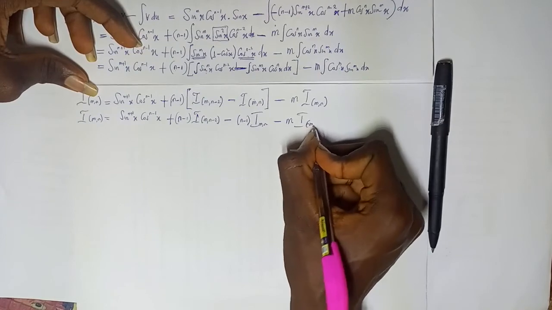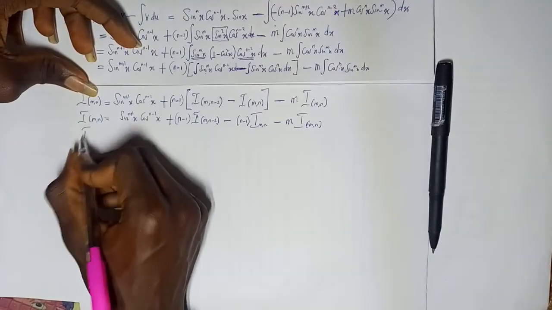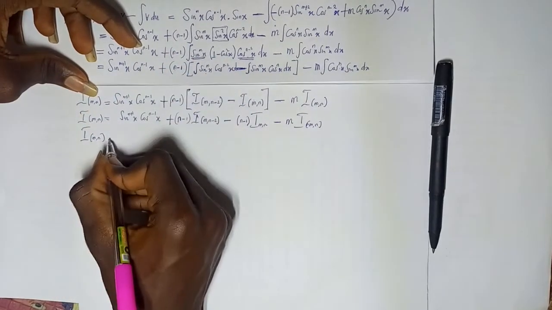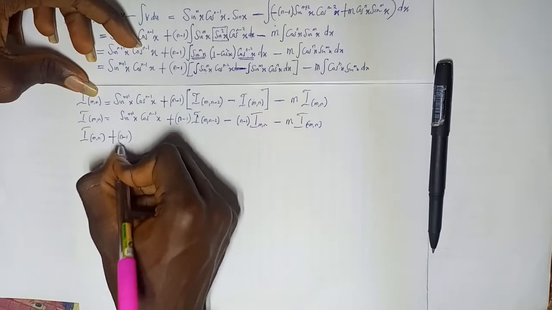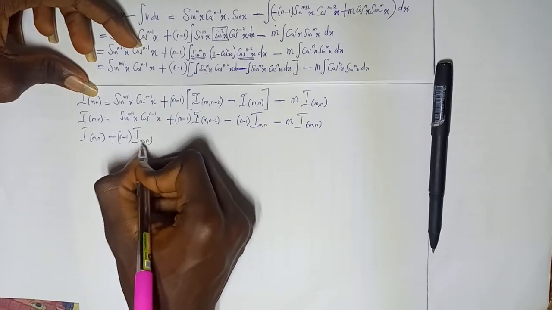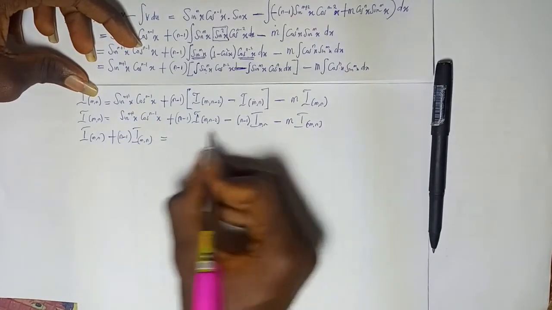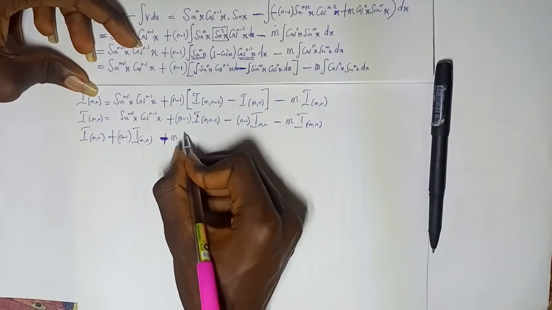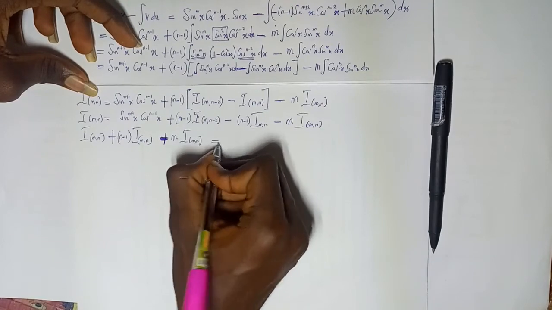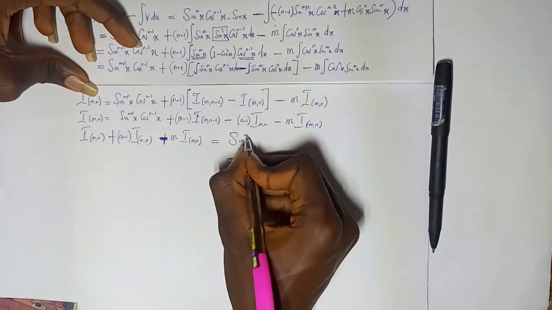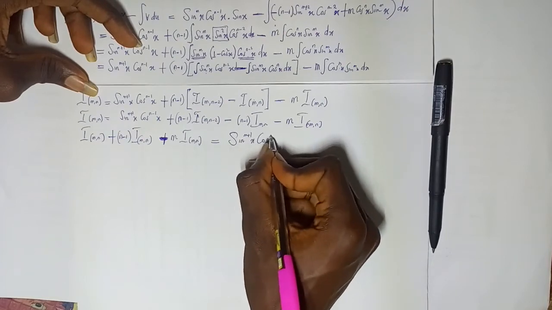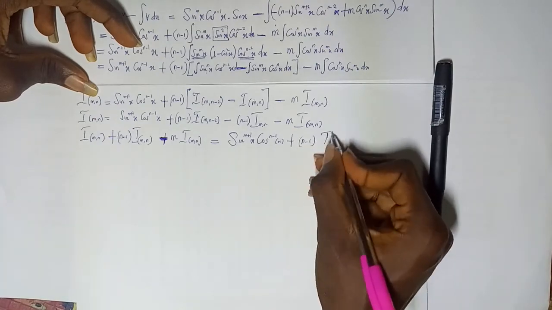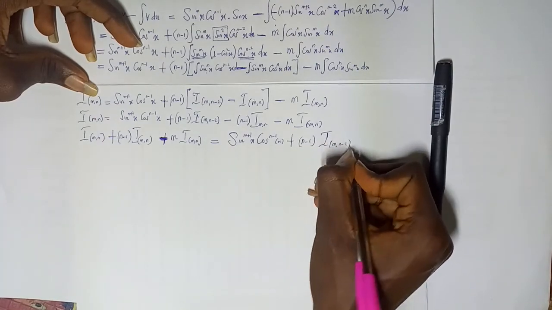Then the next thing to do is collect like terms. But before I do that, let me just do that once and for all. Let's bring this to this side. I'll end up having plus n minus 1 of I of m comma n. I'm only trying to collect like terms together. Then when this comes, I'll also have plus m of I of m comma n. So what I have left here is just sine of n plus 1 of x cos n minus 1 of x, which is the second term I have here. So I hope that is clear.